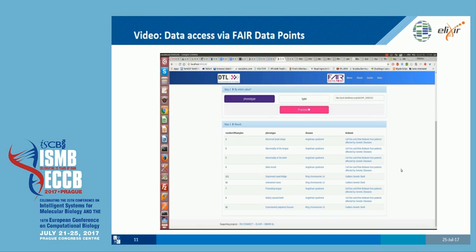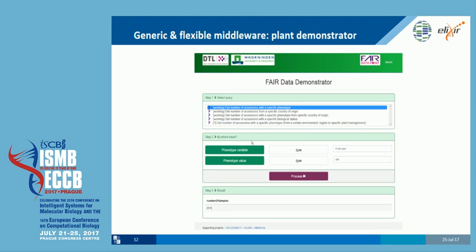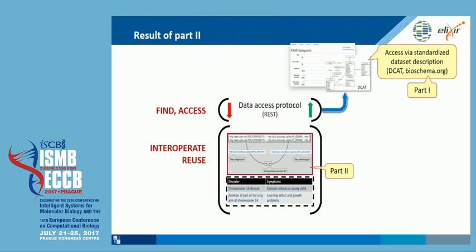So as you can imagine, in the rare disease community, we're trying now to, one by one, make more FAIR data points. And just to show how generic this middleware is, because that's what the team is focusing on, this is the same demonstrator, just a screenshot where it's used for plant questions and based on plant data. So as I mentioned, this is the picture of the FAIR data point.